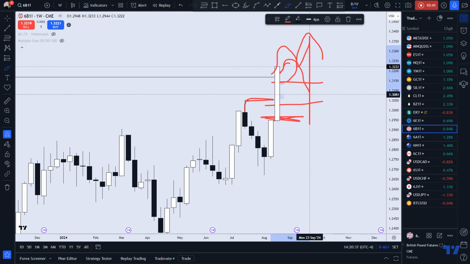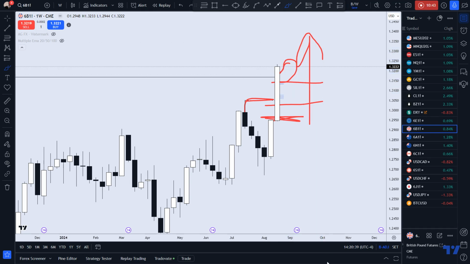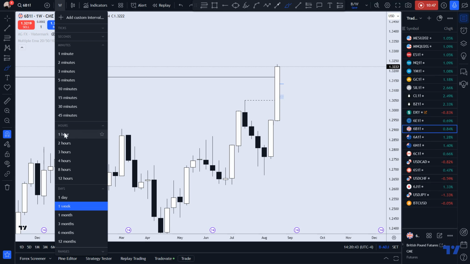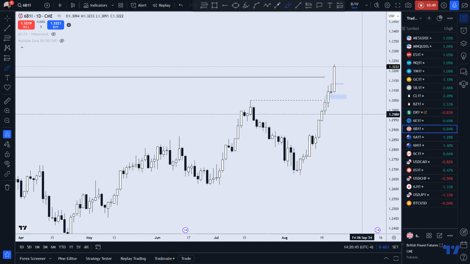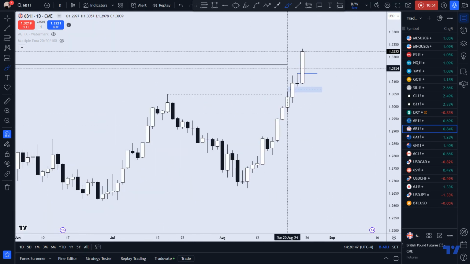I want to see price come into that fair value gap and go higher. Yes, on a weekly basis. That's on a weekly basis. If we go to the daily, you see that we have price trading through. You see the first bar for the lower boundary of a potential fair value gap.